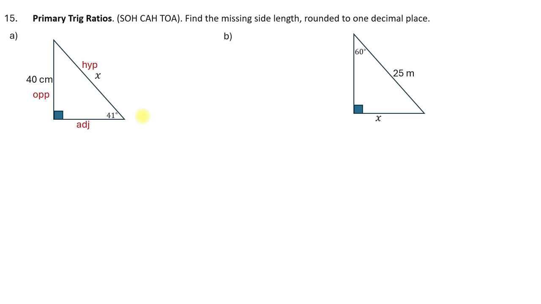So the trig ratio that deals with opposites and hypotenuse is the sine. So we can say that sine of some angle equals opposite over hypotenuse. Specific to this triangle, we can say that the sine of 41 equals 40 over x.